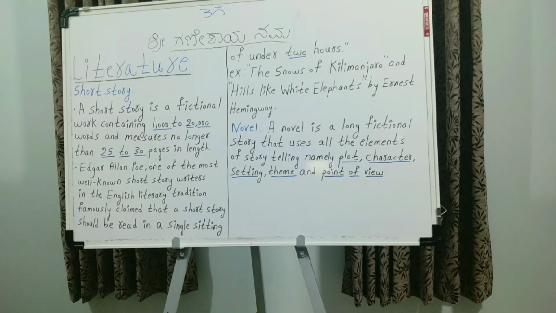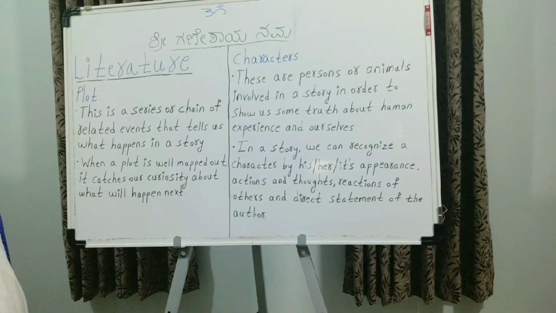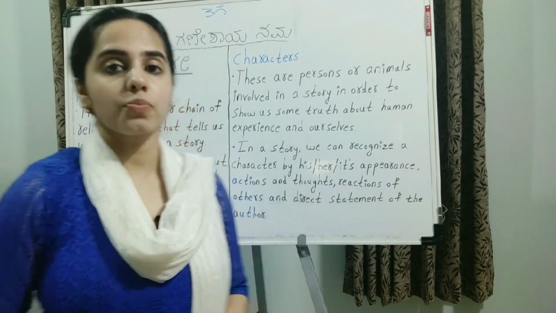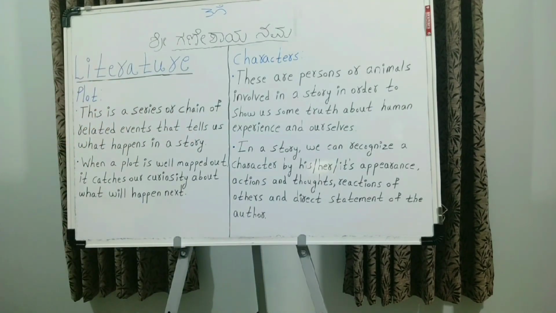A novel is that fictional work which includes all the elements which are to be present in every storytelling. That is plot, character, setting, theme and point of view. Now, let us understand what a plot is. This is a series or chain of related events that tells us what happens in a story.